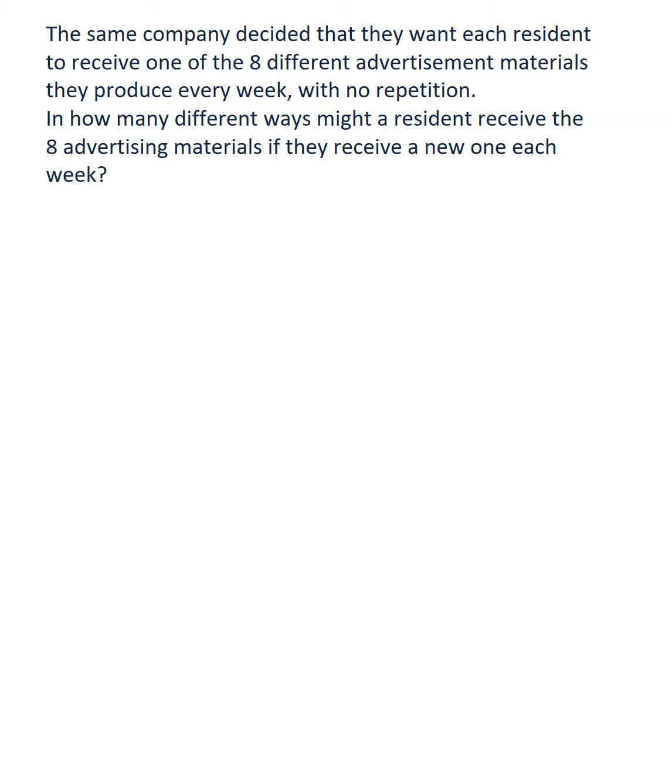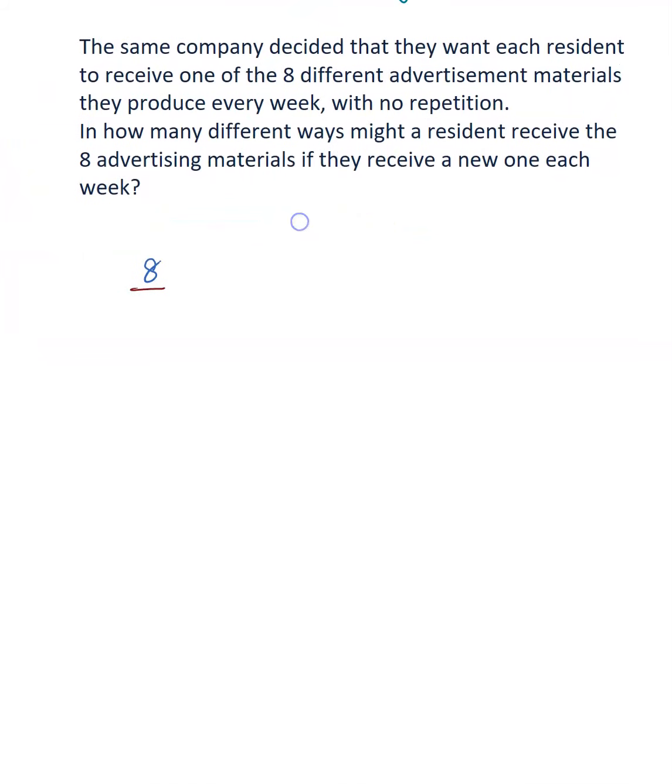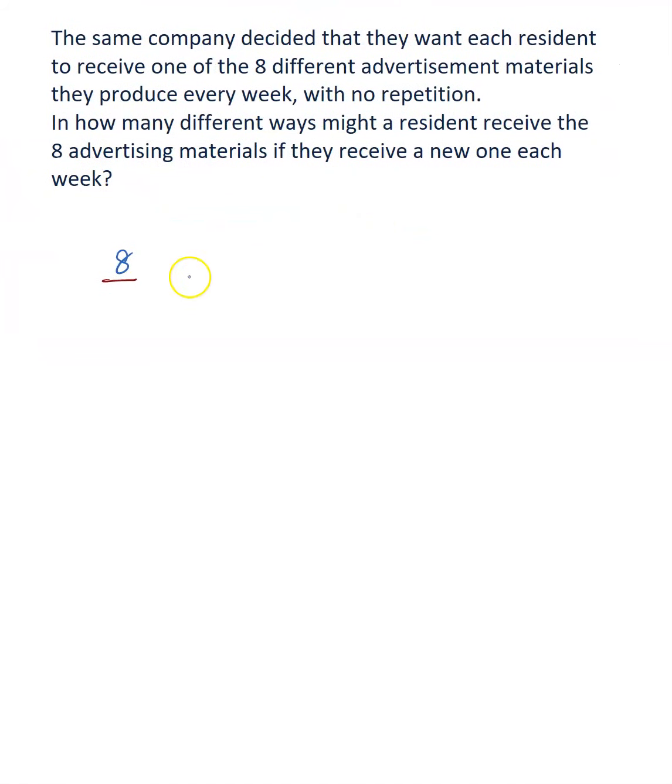So once again, I think of the fundamental counting principle here. I try to put these kind of positions, 1, 2, 3 and so on. So we'll come down here. For the first week we have 8 options, right? 8 advertisements that are available. For the second week, out of the 8, 1 is already used, we can't repeat. So for the second week you have 7 advertisement options.